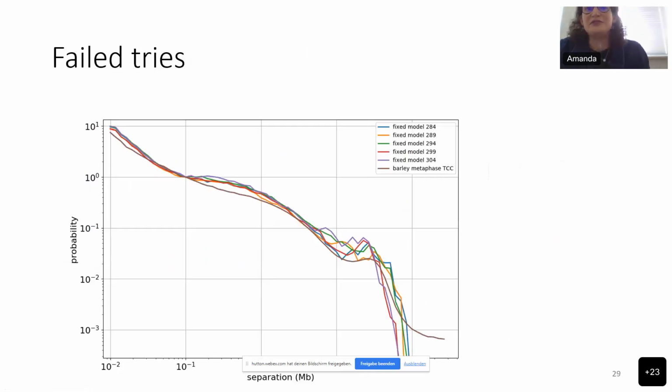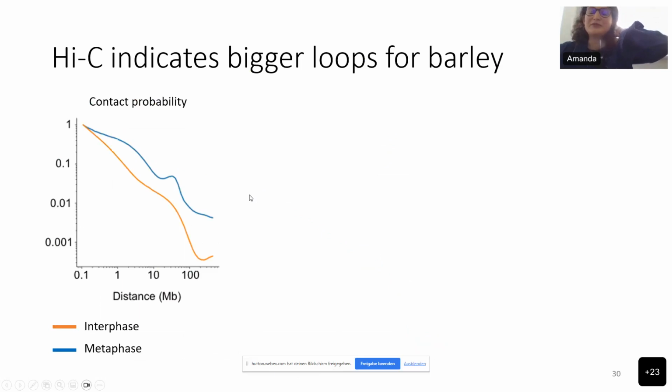And we decided to do the same for barley. I tried this way more than 800 models, varying the terrain and major and minor loop sizes, but it was never quite the same as in the experiment, especially in this region. So we didn't seem to find the sizes of the loops. And there's actually a very simple reason.